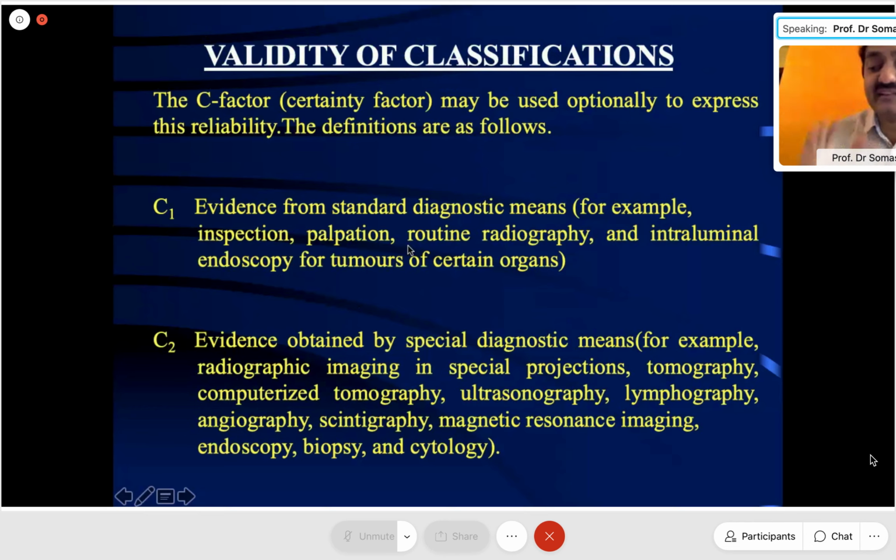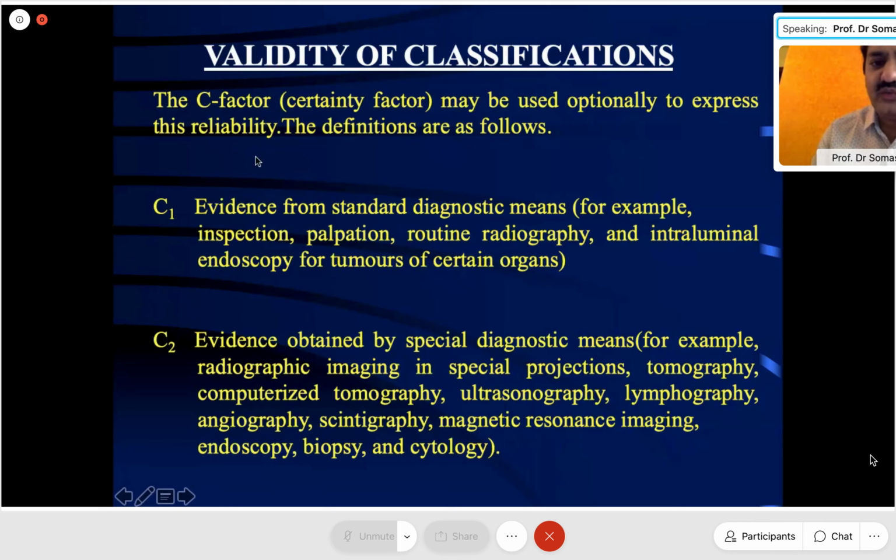Next is the capital C factor. What is capital C? Small c you already know. C factor means, once you put TNM, what is its validity? This is asked in practicals. Whenever I am an examiner anywhere in India and in DNB surgical, I ask: after you operate, you get a histopathology, you have a TNM, what C factor is it? This is called the certainty factor.